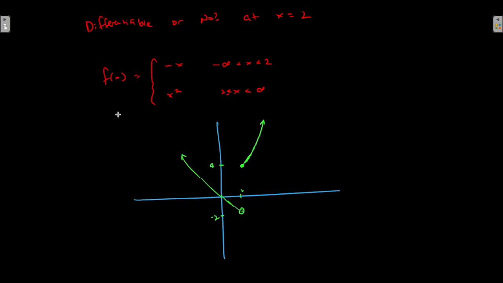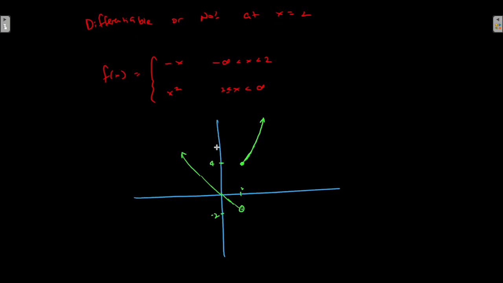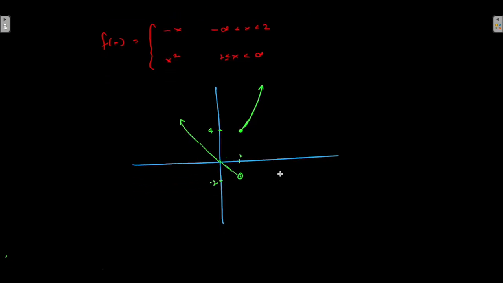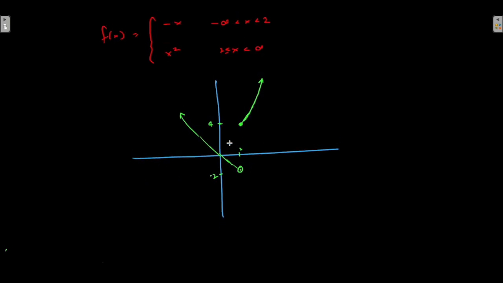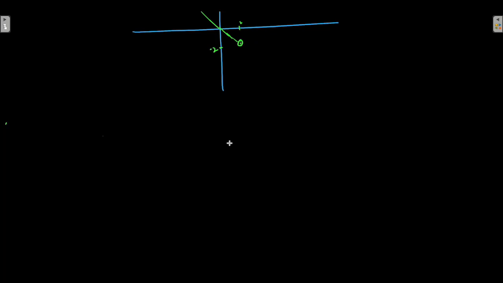Alright, so this problem is asking, is it differentiable or not at x equals 2? Here's the graph. Usually this only matters for piecewise functions, but here's the graph. Here we can see that this is not differentiable at all, like not at all. But we have to use the formal definition of a differentiable function. I don't know if that's what it's called, but we'll do that.